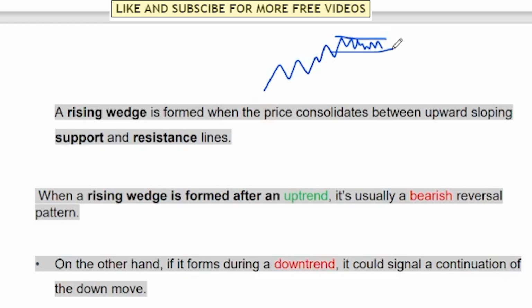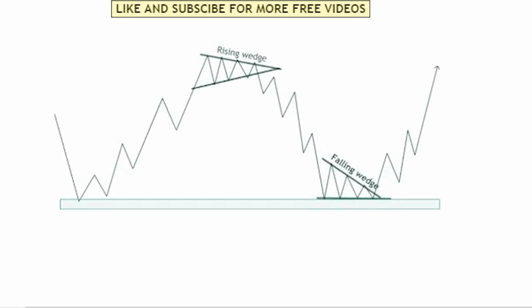If you remember about the trend lines, we have two trend lines: the trend lines that show us the areas of support and the trend lines that show us the areas of resistance. Okay, when a rising wedge is formed, pay attention to this. When a rising wedge is formed in an uptrend, it's usually a bearish reversal. Do you understand that? Okay, let's take a look at an example from here. Okay, now you can see from this example.